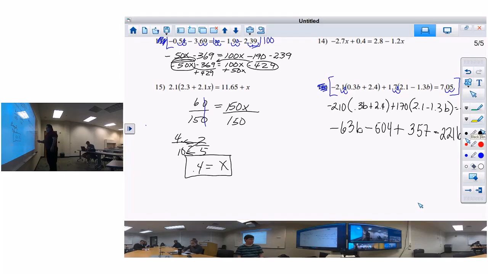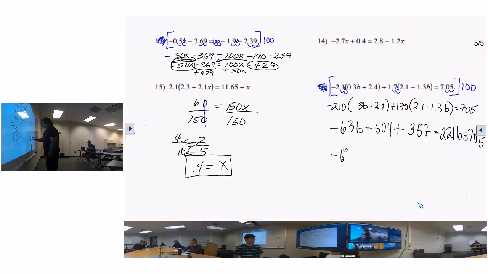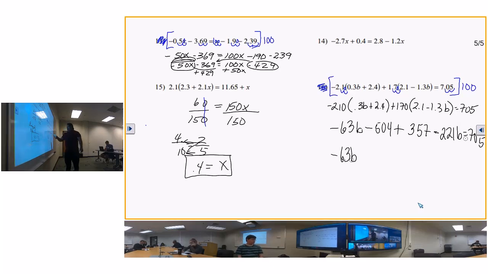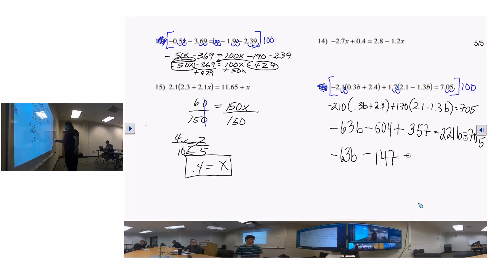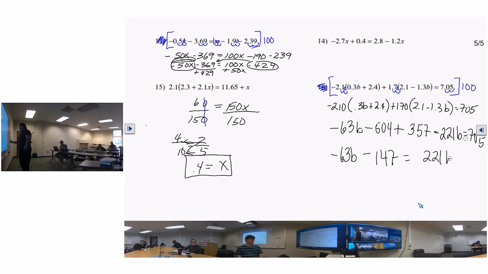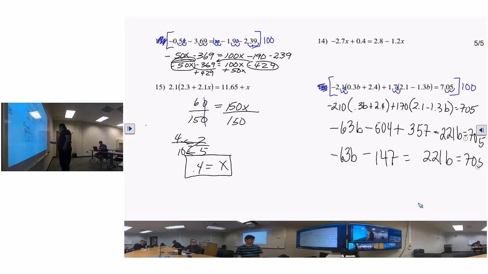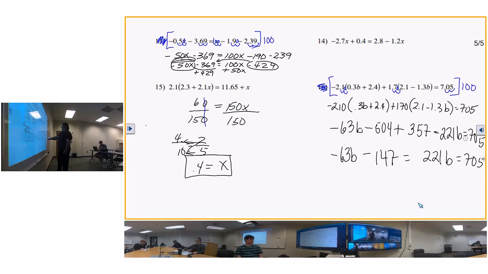No sneezing in class. All right, negative 63B. No coughing either. Negative 504 plus 357. Well, the answer is going to be negative. It's like my bank account. It's always negative. It's always more than positive. Okay? So what's 504 plus 357? Somebody give it to me right quick. 147. Okay, 147 is equal to 221B minus 705. That's not an equals, that's a minus symbol, sorry.